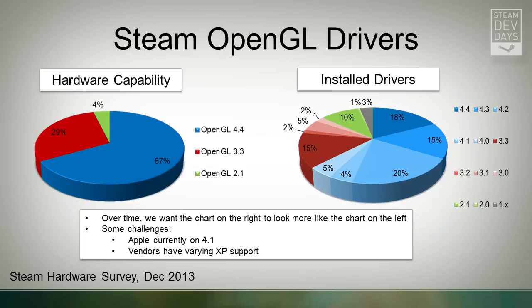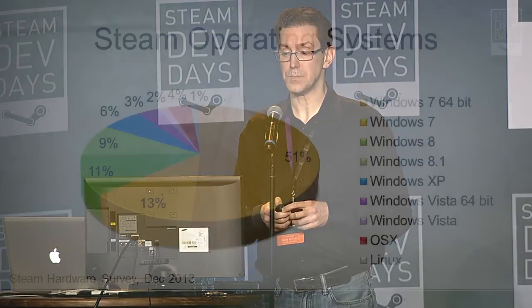Over time, we hope that the picture on the right starts to look more like the picture on the left, meaning people have up-to-date drivers. They have drivers that allow you to get to the most features that are actually available on their hardware. Some of the challenges in that area: vendors will have varying levels of XP support. You could certainly understand them forking that driver effort and maybe leaving that in more of a sustaining mode. Apple at this point is currently at 4.1, and we'll talk more about that a little later.